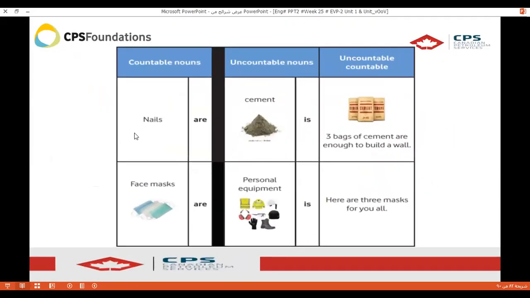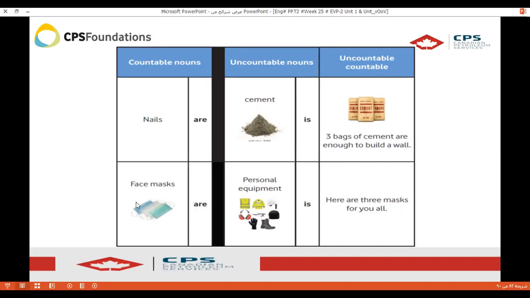With some words, especially uncountable nouns, we can use other words before them to divide them. So for example, this is cement. Cement is uncountable. But if we want to count cement, we can say 3 bags of cement.